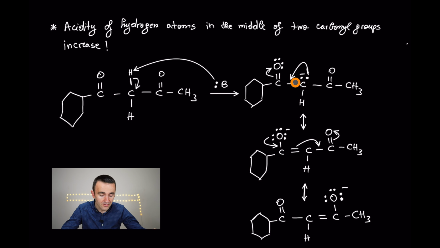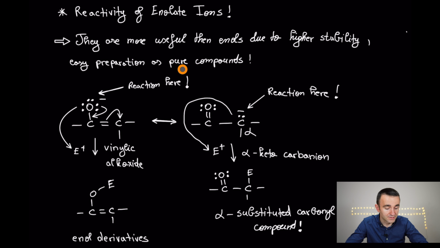Let's move further. Reactivity of enolate ions. They are more useful than enols due to their higher stability and easy preparation as a pure compound. We have these two possible structures. In this structure, the reaction happens at the oxygen with an electrophile and forms a vinylic alkoxide, and it forms enol derivatives. We are not going to focus on that here. We are going to focus on the reaction that happens at the alpha carbon. Let's take a look at this compound here. The reaction happens at the alpha position, which is our interest, and is going to form an alpha-substituted carbonyl compound. Our focus will be on this type of reaction.